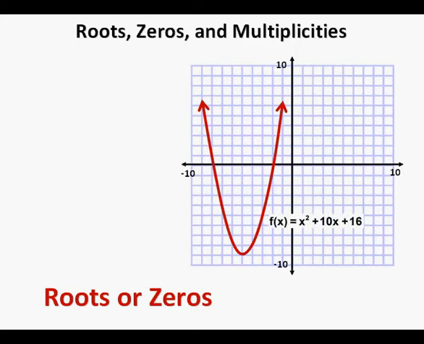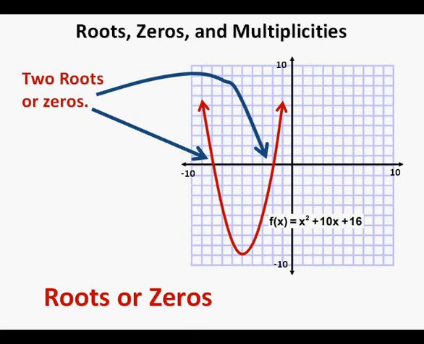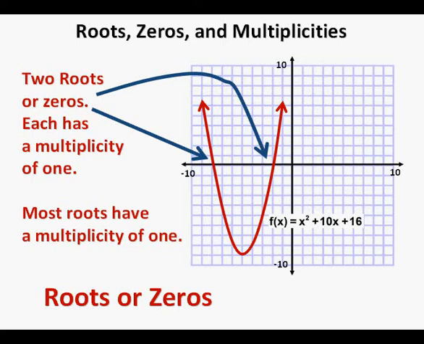Here's the graph of a quadratic function. It is f of x equals x squared plus 10x plus 16. Since there are two x-intercepts, these are two roots or zeros, and each of these roots has a multiplicity of 1. And most of the time we see x-intercepts, they indicate a root or zero with a multiplicity of 1.